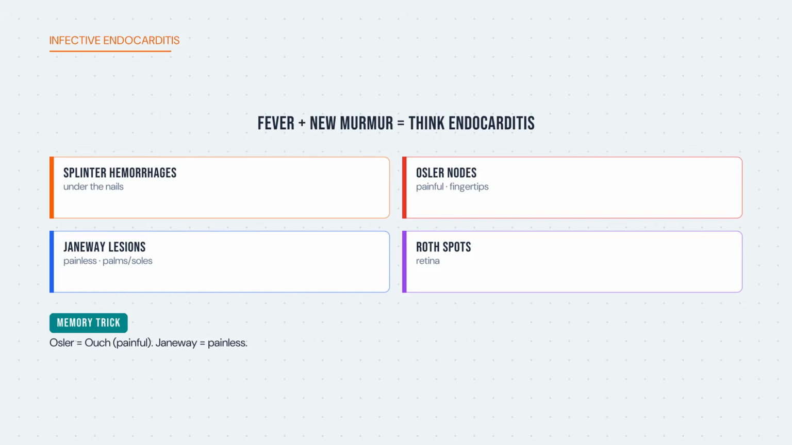Infective endocarditis is infection of the valves and inner lining. Bacteria seed onto a valve and grow vegetations. Suspect it with fever plus a new murmur. That pairing is the core clue. The peripheral findings are classic exam material. Splinter hemorrhages under the nails, painful Osler nodes on the fingertips, painless Janeway lesions on the palms and soles, and Roth spots in the retina. Fragments can break off and travel anywhere, including the brain. Osler is ouch, painful. Janeway is painless.